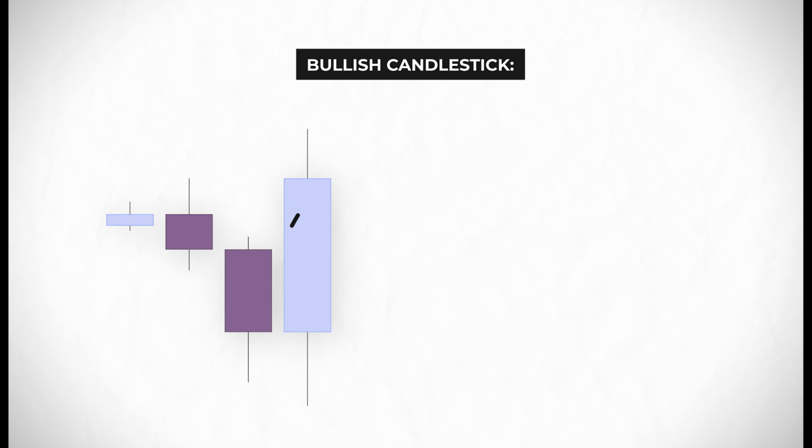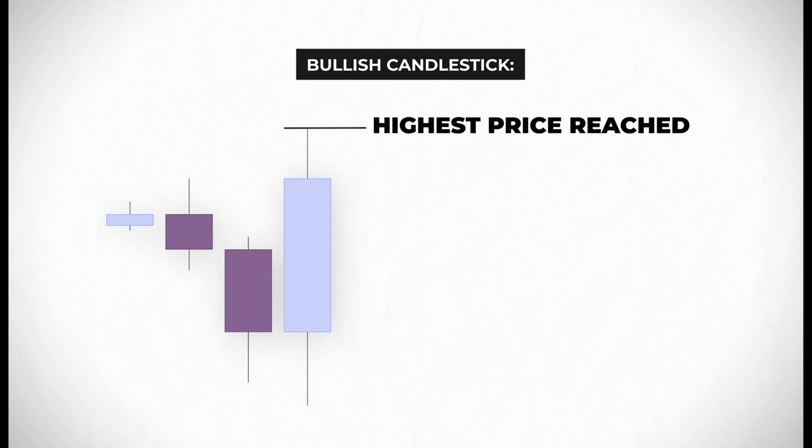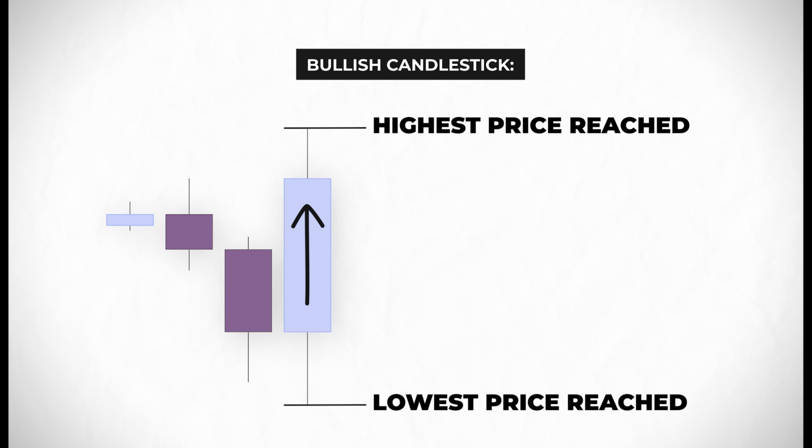So the bullish candlestick occurs when the closing price is higher than the opening price, and in a bullish candlestick, the bottom of the body represents the opening price and the top of the body shows the closing price. Now, a wick extending above the body signifies the highest price reached, and a wick below indicates the lowest price. So bullish candlesticks suggest that the buyers were in control during that period, pushing prices upwards.